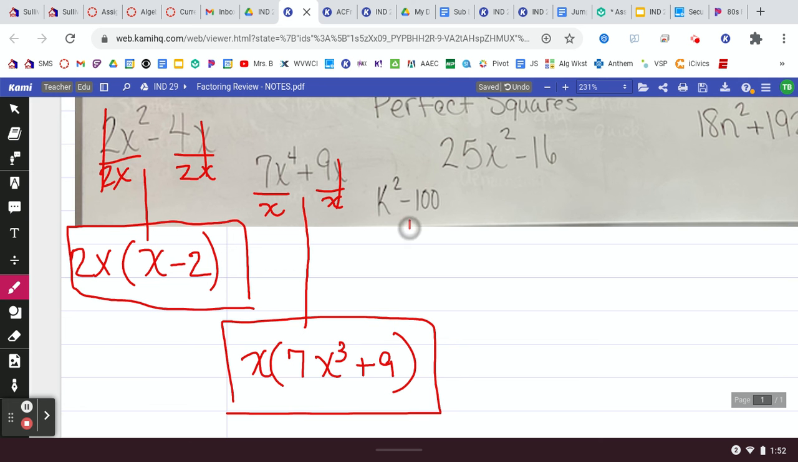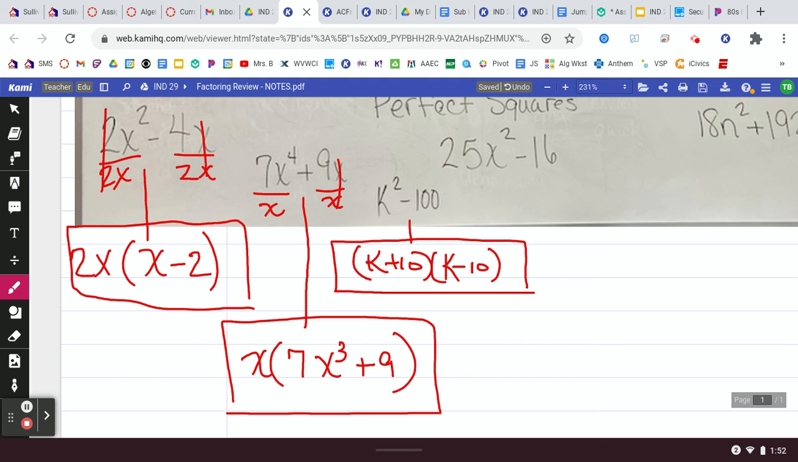So when it looks like this right here, okay, first of all, k squared is perfect because k times k gives you k squared. It's a difference problem, and 100 is perfect because 10 times 10. So this meets all the qualifications to be a difference of perfect squares. And when that's the case, your answer is going to be 2 binomials. The k squared is k and k. The 100 is 10 and 10, right? Because 10 times 10 is 100. And then you put 1 plus and 1 minus, and it doesn't matter which order you do it in. And that is that factored. Difference of perfect squares are super easy to factor.